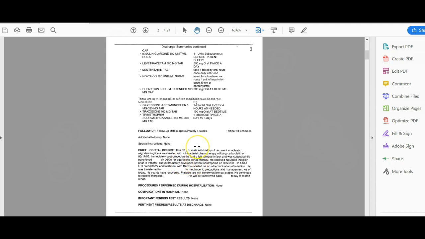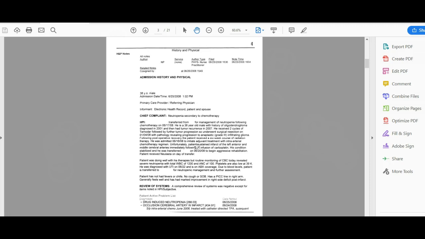So let's keep reading. So here's our H&P, and again, the H&P is telling the story of what he came in with. Discharge summary is after he stayed, what did we determine was going on? H&P is what we think when he's walking in the door. So the chief complaint is, again, the neutropenia from the chemotherapy, and it says he was transferred from somewhere for the management of the neutropenia following the chemotherapy.